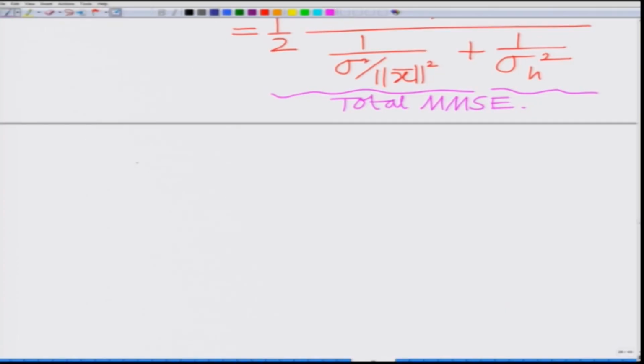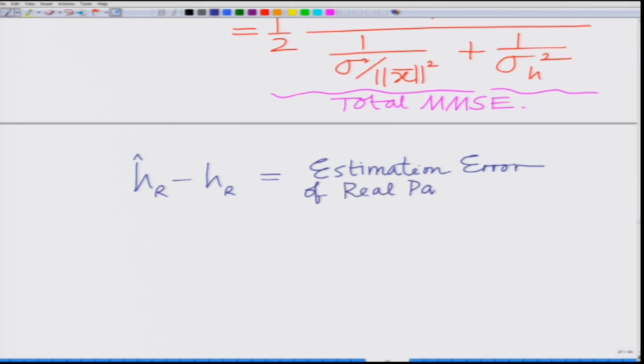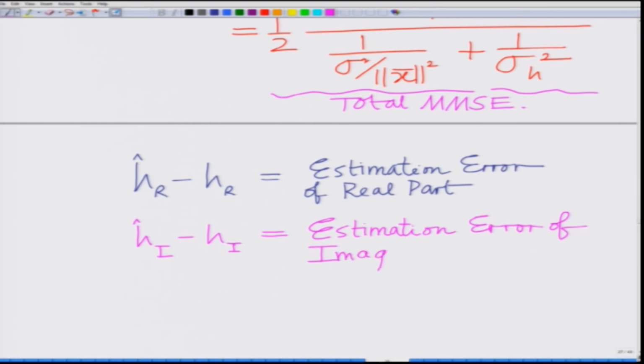That is, look at the estimation error of the real part, H hat R minus H R, and the estimation error of the imaginary part, H hat I minus H I. These two are uncorrelated. For a general scenario, these are uncorrelated.